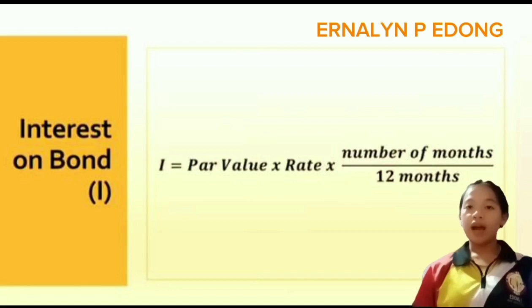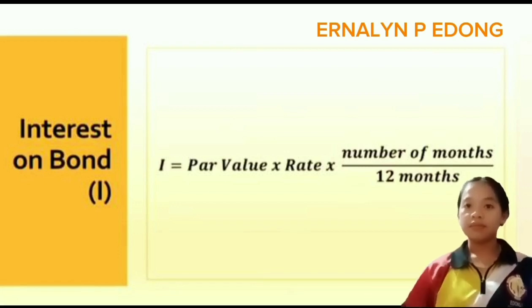Hello everyone, I'm Dimple Idong. I was assigned to explain to you the formula on how to get the interest on bonds. We use the formula I is equal to par value times rate times number of months over 12 months. We will use this formula to get the interest on bonds.